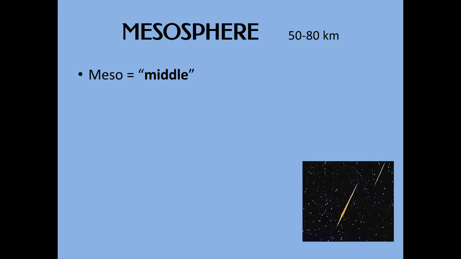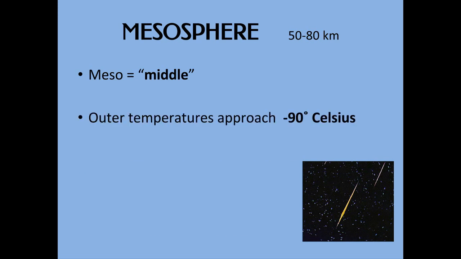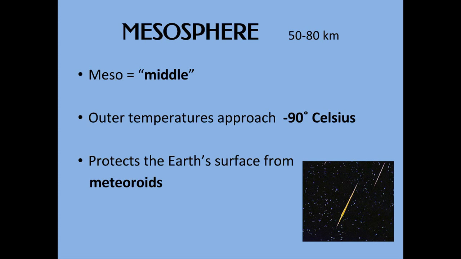The mesosphere is the third layer from the surface. Meso means middle, and it's 50 to 80 kilometers. The outer temperatures in the mesosphere reach negative 90 degrees Celsius. The mesosphere is the layer of the atmosphere that protects the Earth's surface from meteoroids.